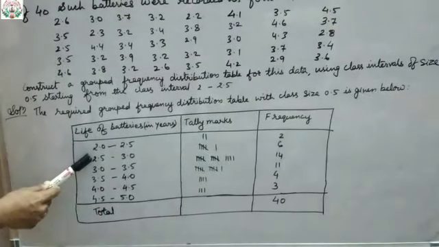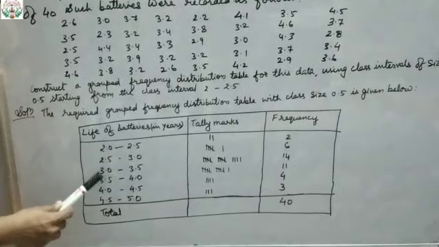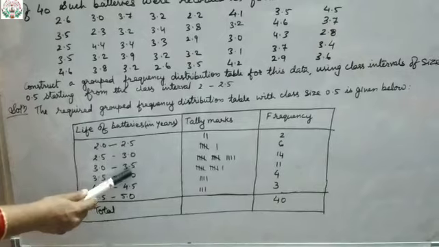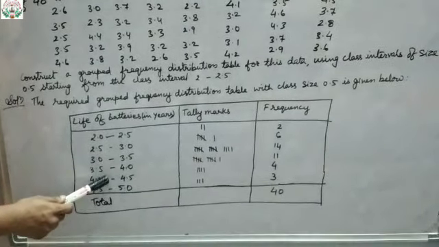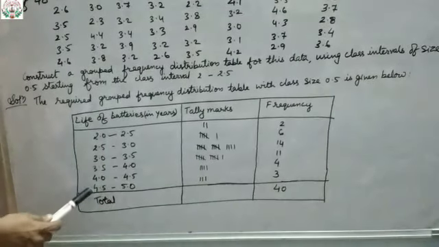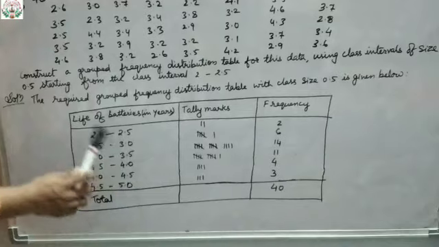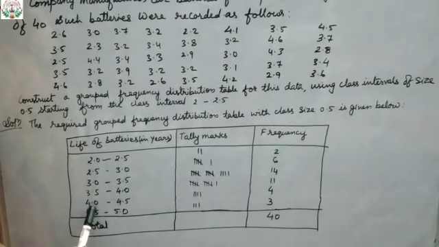So here we will take first the starting class interval as 2.0 to 2.5. The next one will be 2.5 to 3. Then next one 3 to 3.5. Then next one 3.5 to 4. Then next one 4 to 4.5. Then 4.5 to 5. Okay, like this the life period of batteries will be specified in the column.